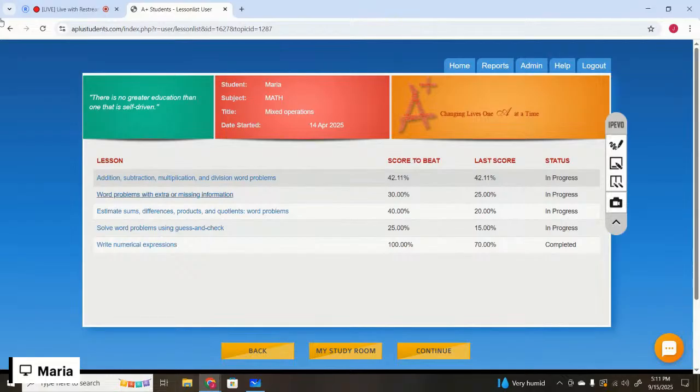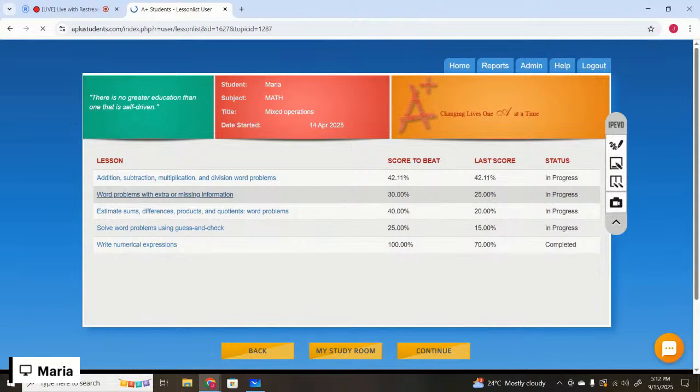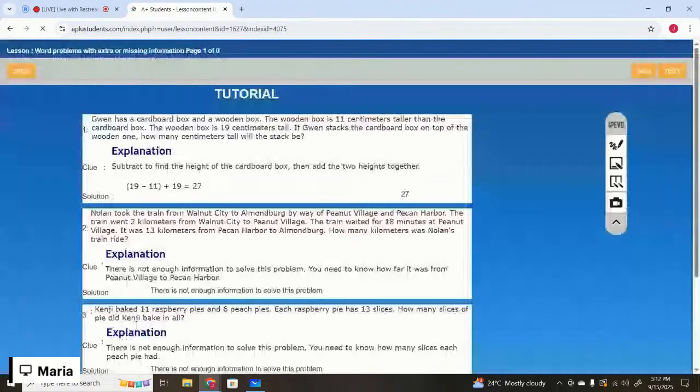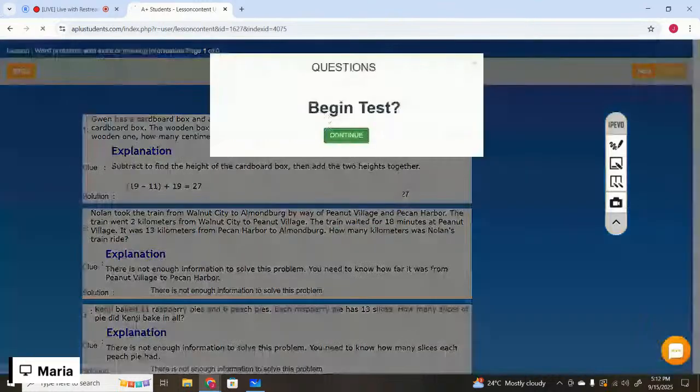The next lesson is word problems with extra or missing information. Okay, let's just start with the test questions.